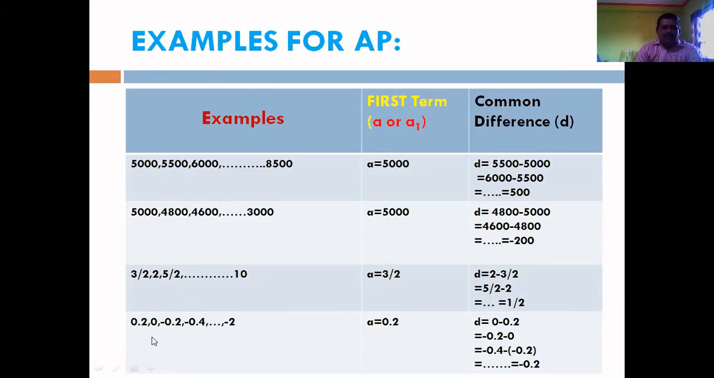In the last example, the progression is 0.2, 0, minus 0.2, minus 0.4 up to minus 2. Here the first term is 0.2 and the common difference d is 0 minus 0.2, or minus 0.2 minus 0, or minus 0.4 minus of minus 0.2. That means minus 0.4 plus 0.2. That means the common difference is minus 0.2 here.